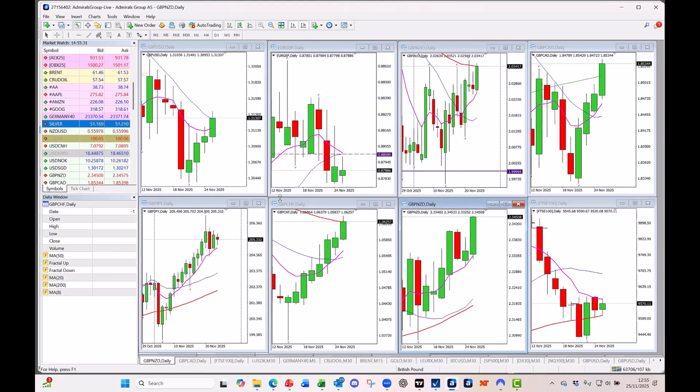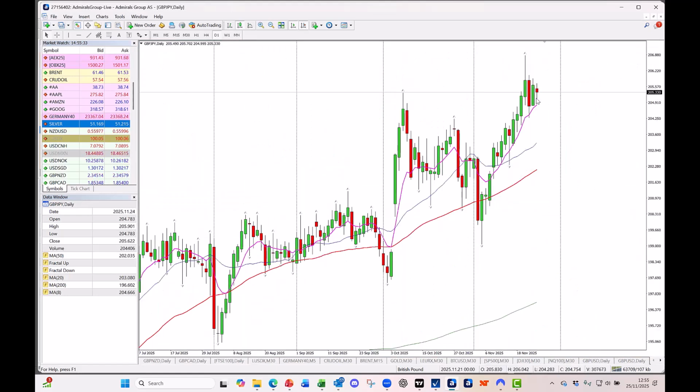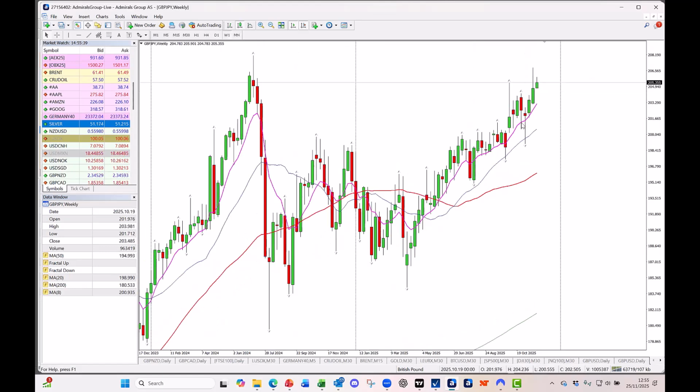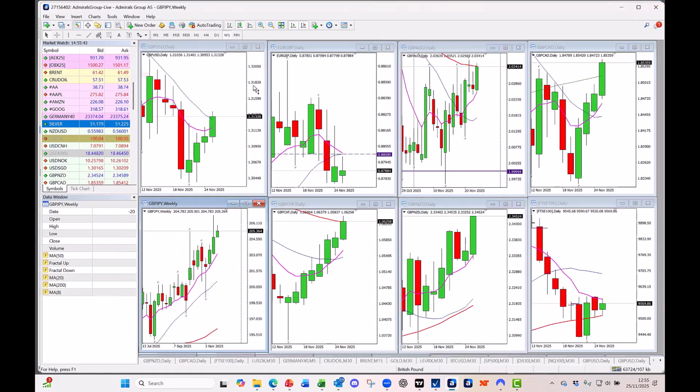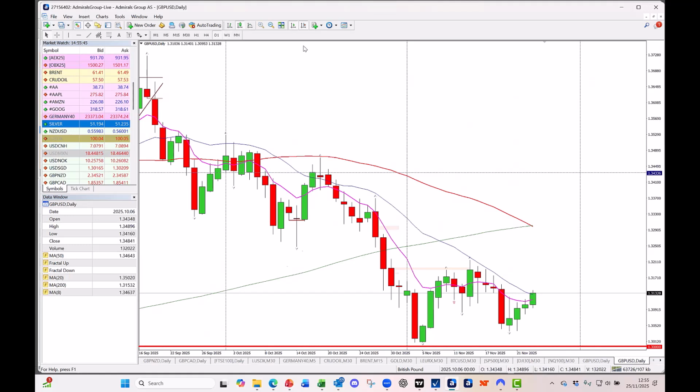Pound against Swiss franc, we looked at. Pound against Japanese yen, that is just yen weakness there, isn't it? That's just continuing to work its way up to these highs from 24.